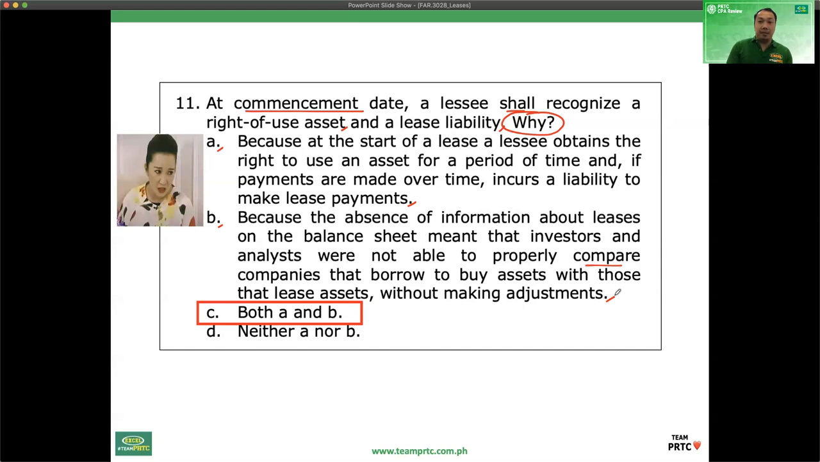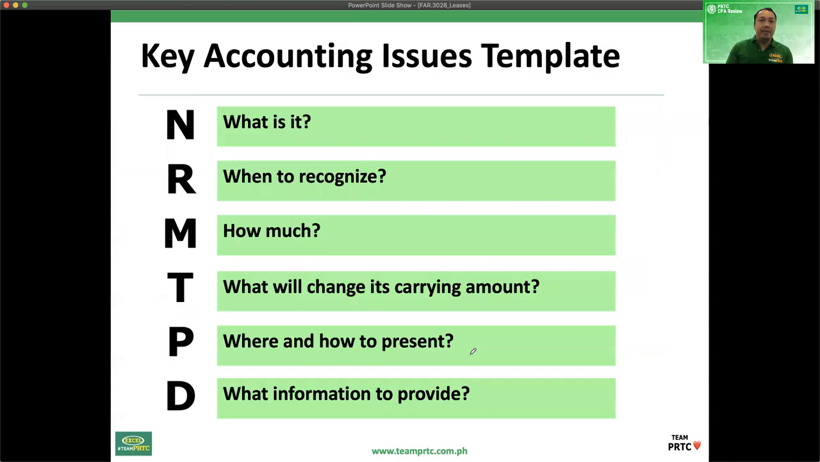Okay, yung accounting for leases on the part of lessees. So again, at commencement date, debit, right of use asset, credit, lease liability. So why? Those are the reasons. Okay, so 11, letter C.